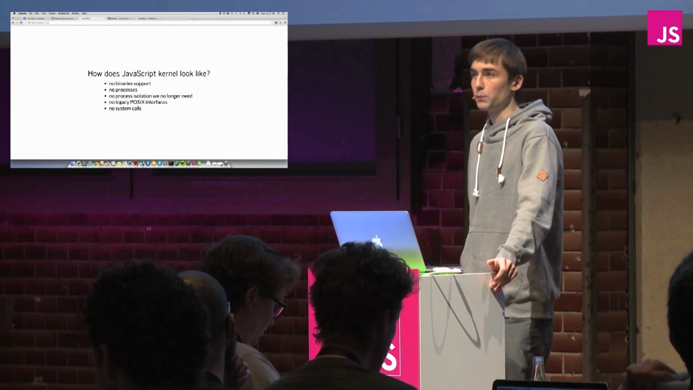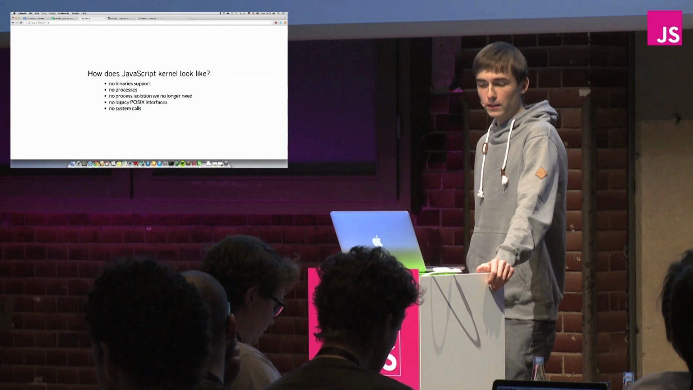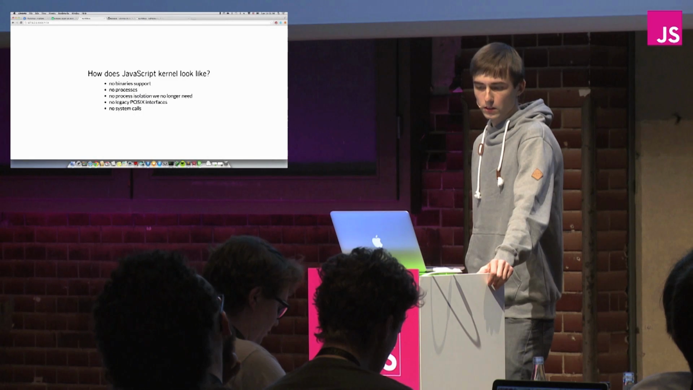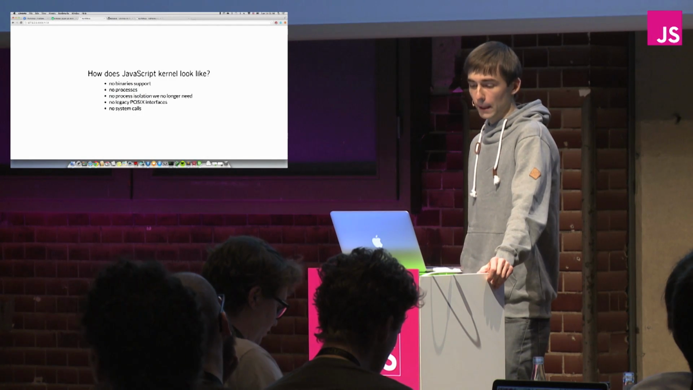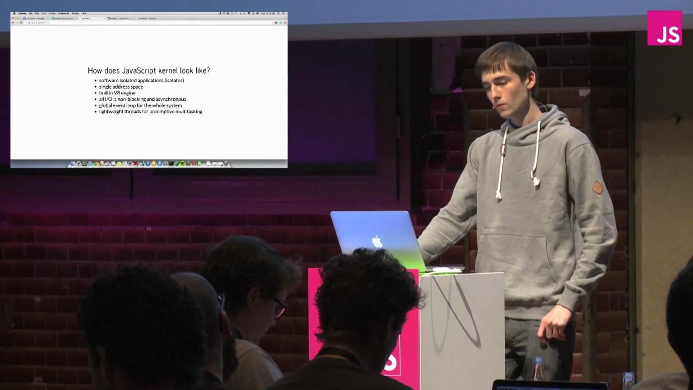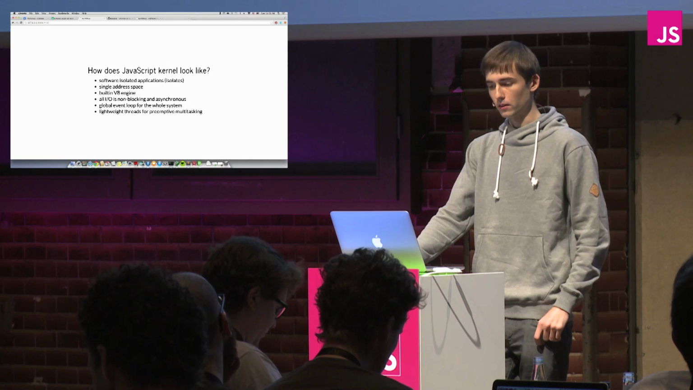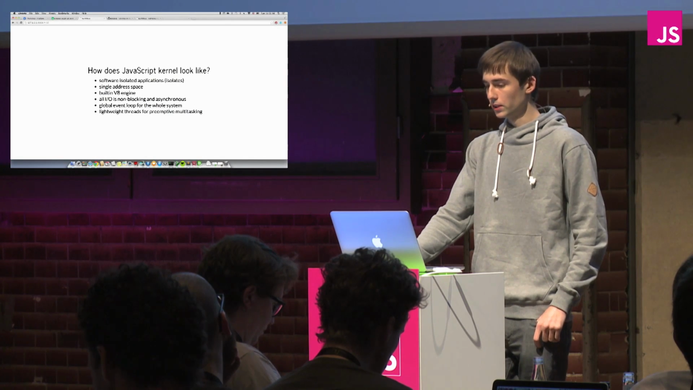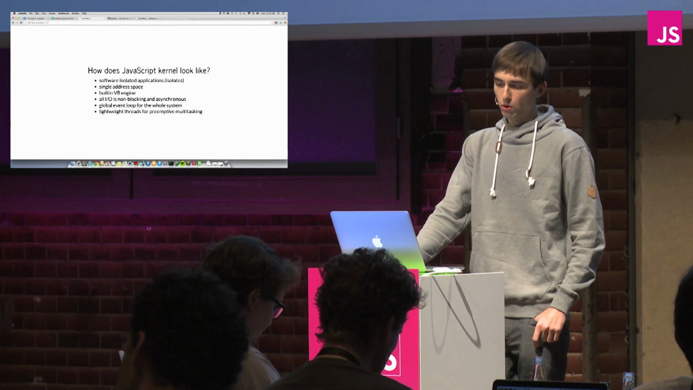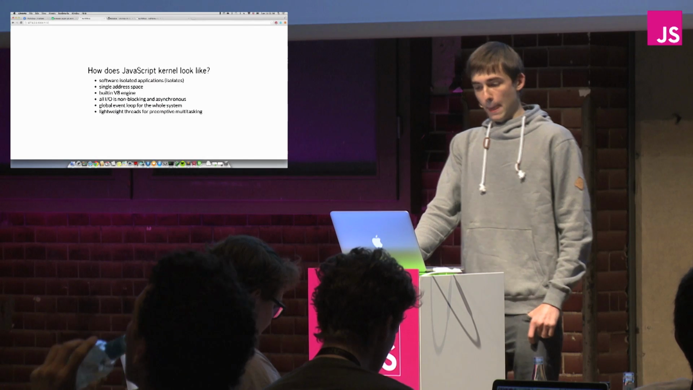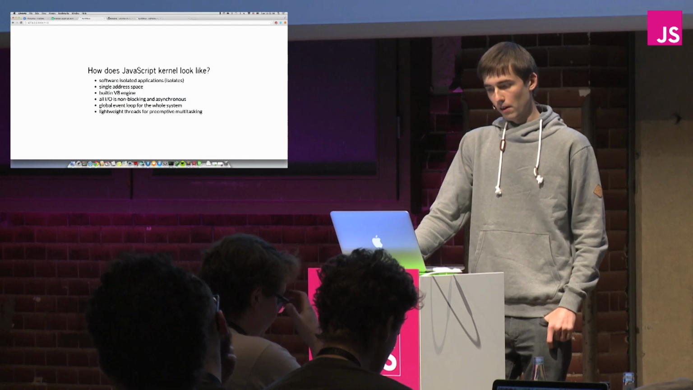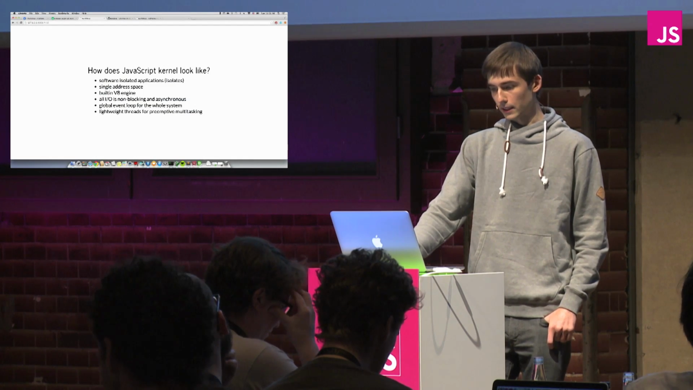So what does a JavaScript kernel look like? There is no binary support, no processes, no process isolation because we no longer need it, no POSIX interfaces, and also no system calls. But instead, the system has software-isolated applications that are called isolates. Everything runs in a single address space. It has a built-in V8 engine, and all I/O is non-blocking and asynchronous. The system also has a built-in global event loop for the whole system, and there are lightweight threads for preemptive multitasking.